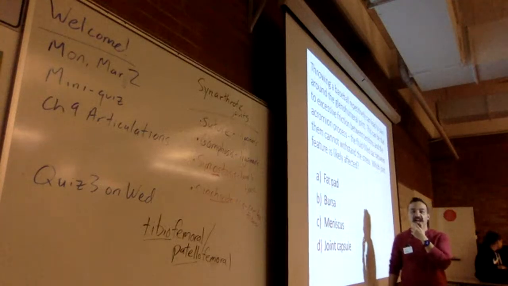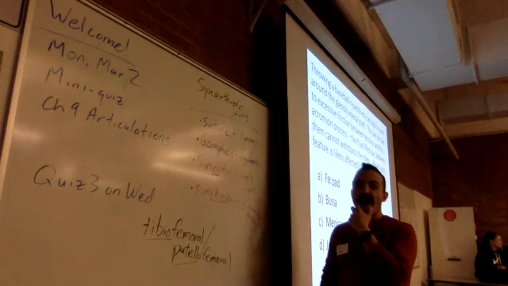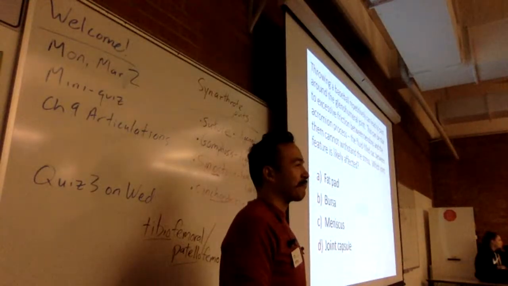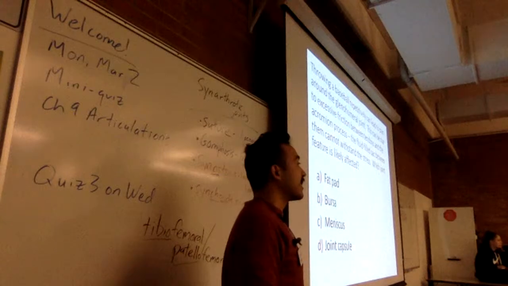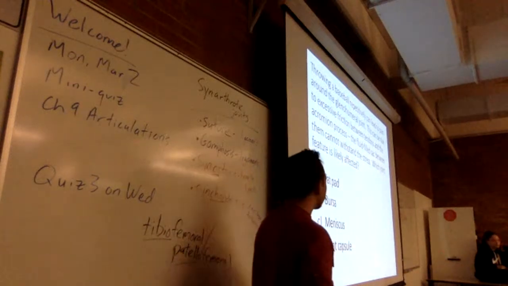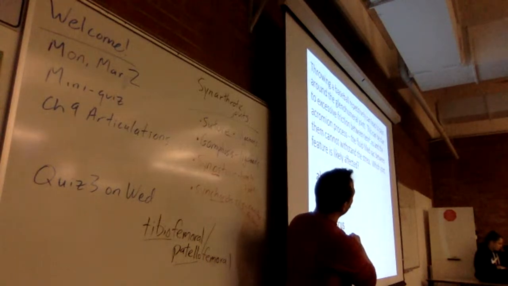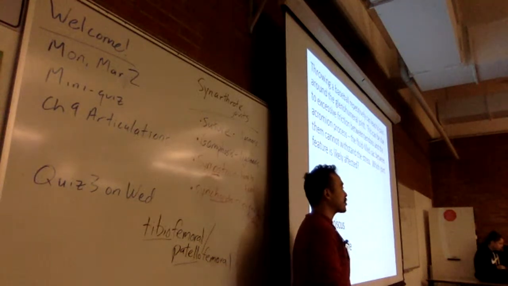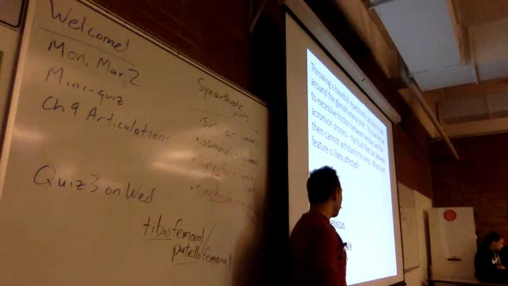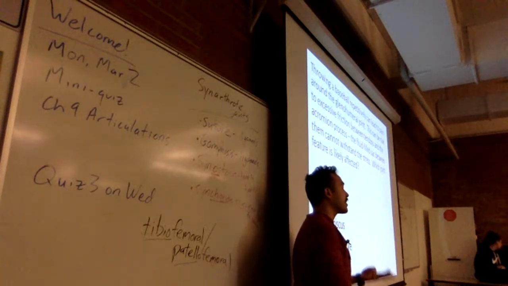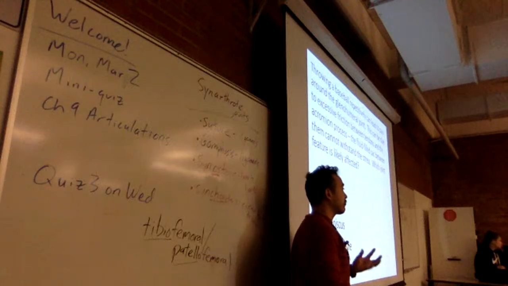B. If you throw a baseball a lot, you're going to get bursitis. That's why you got to rest that arm. A bursa is also a fluid-filled sac, specifically between the tendons and a bone feature. Joint capsule, bursa, and tendon sheath. They're all fluid-filled capsules.